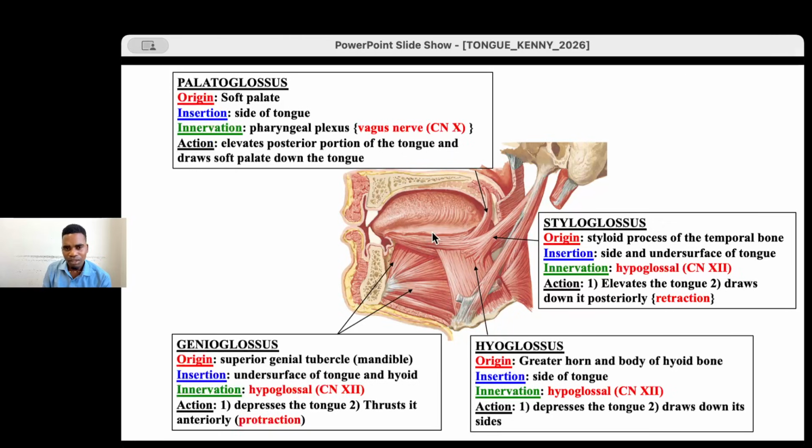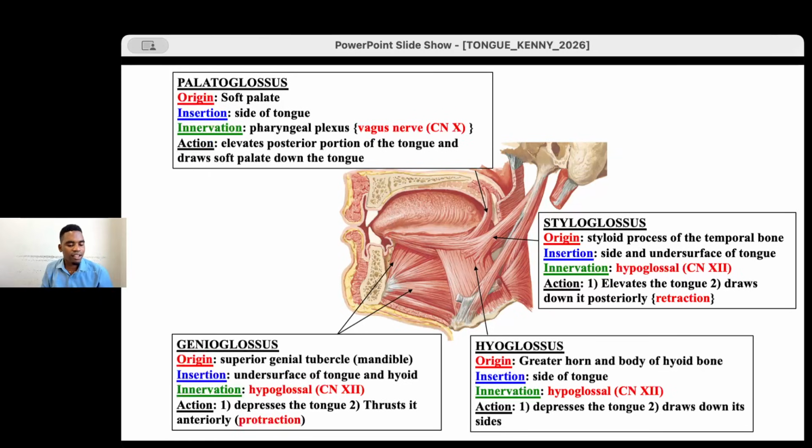What happens when this muscle contracts? When this muscle contracts, it pulls the tongue in this direction, and it pulls the tongue in this direction. Now, if you want to resolve the force, it's going to be this one and this one. So the tongue will stick outside the mouth. This is what we call the protrusion of the tongue.